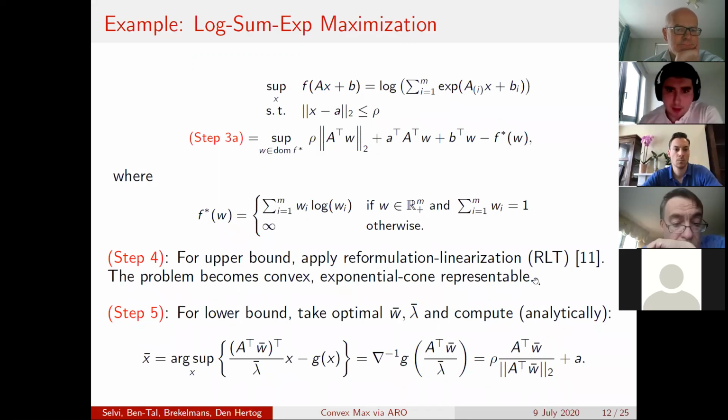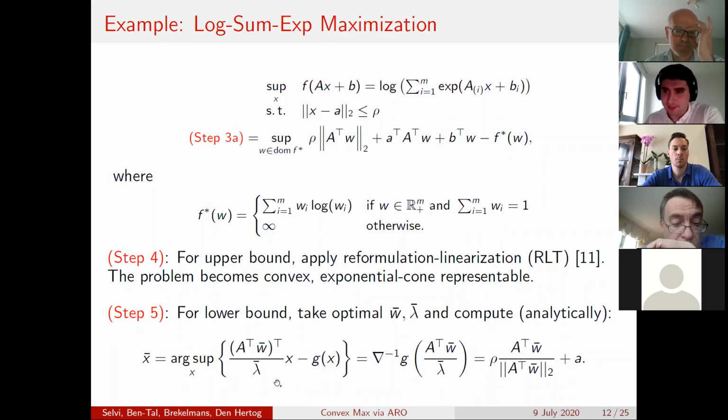But this is an upper bound because we just relaxed the 2 norm. And in step 5, after we take our upper bound solution W bar, we can also compute the lambda bar because we know the structure of lambda, the optimal decision rule. And solving this problem over x gives us a lower bound x bar.